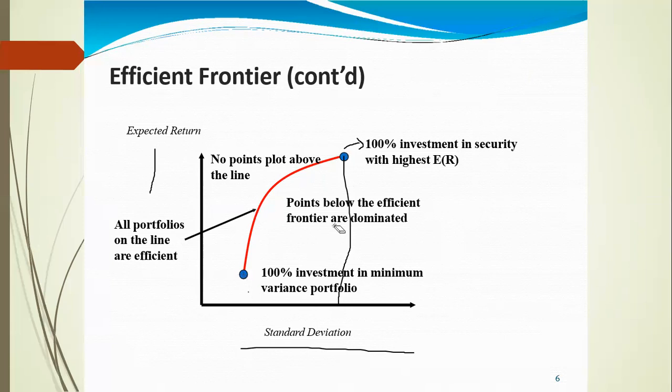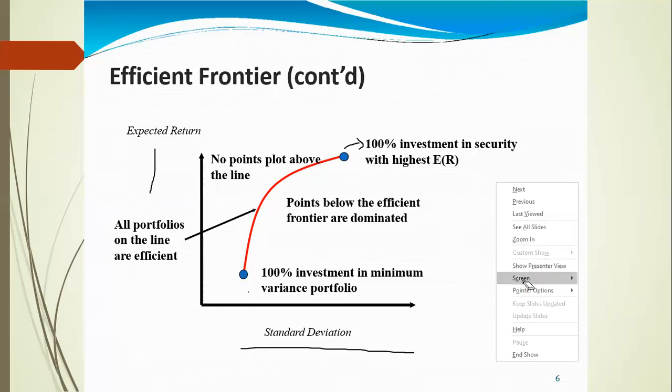If we observe the line, which is called the efficient frontier here, the points below this line are dominated ones. They do not fall under the frontier. And note that no points plot above the line either. This line depicts that all portfolios on the line are efficient.